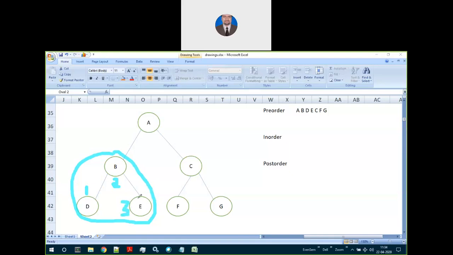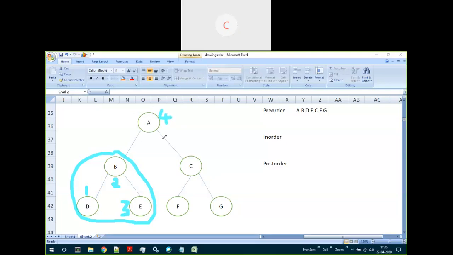Is this understood? Yes, sir. Okay. Once I do these things, that is D, B, E, which is the element that I need to visit next? A. I need to visit A because I have completed the left child of A. Since it is in-order, I should be visiting A then. So at the fourth time, I will be visiting A here.